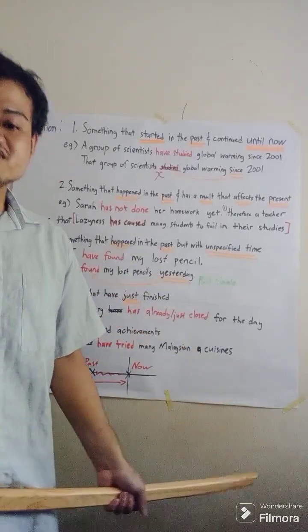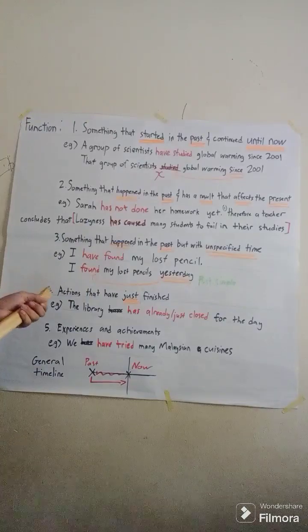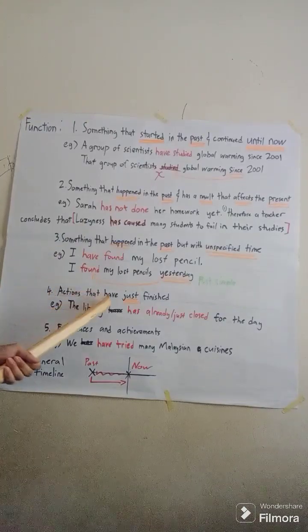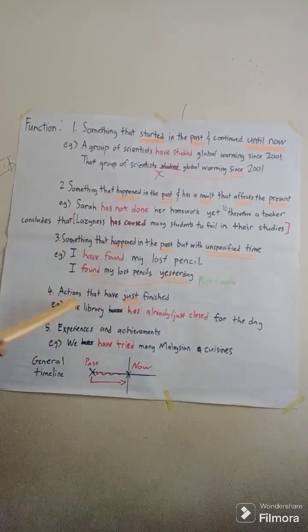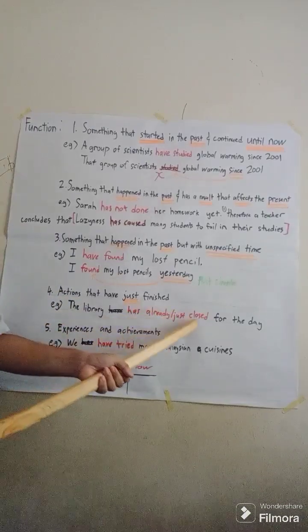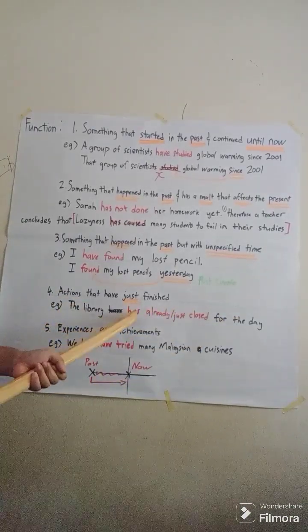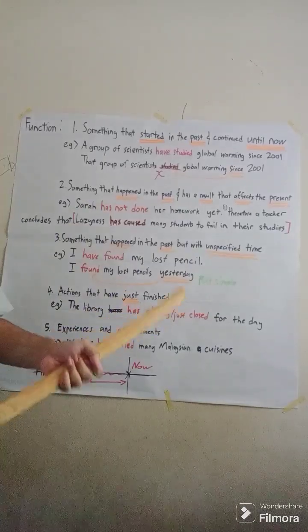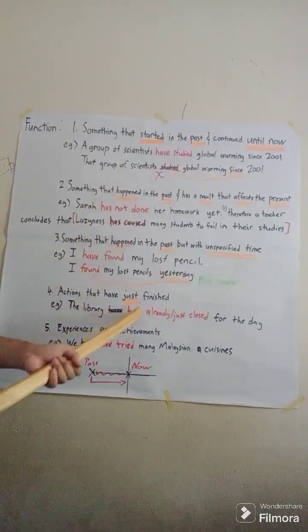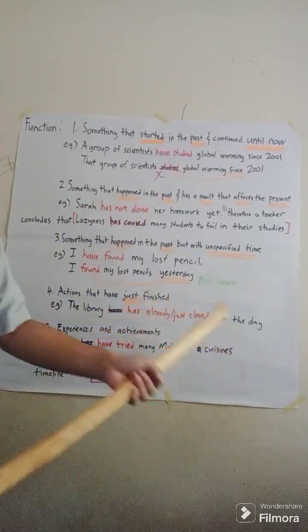Okay. Second to last, we also use it for actions that have just finished. For example, the library has already closed for the day, or the library has just closed for the day. Or we can also use the library has recently closed for the day.